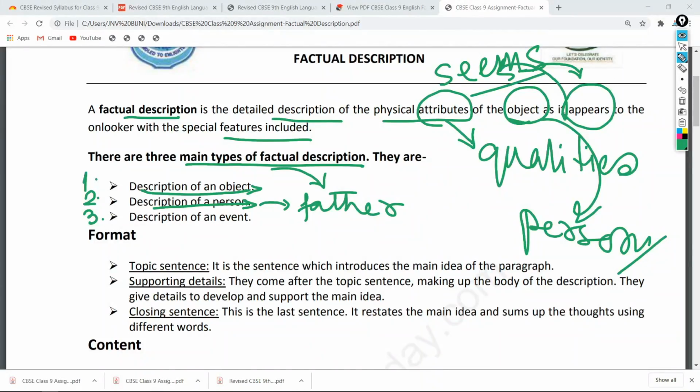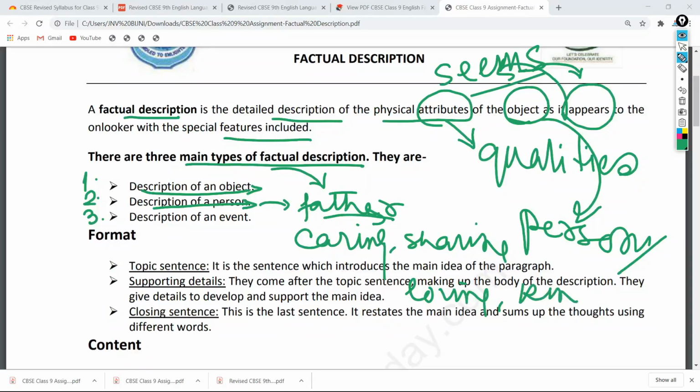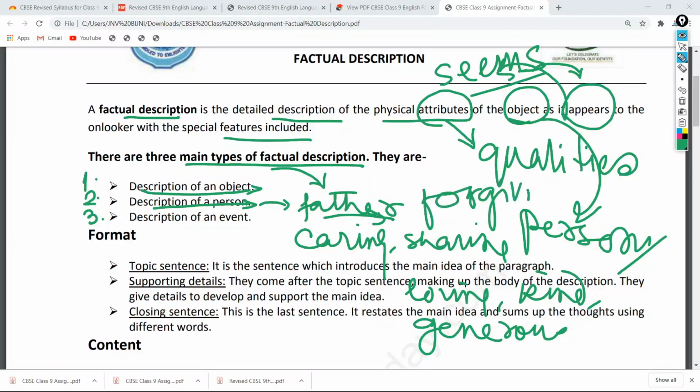Therefore, first you are writing your father is the best father. So now you are telling some attributes of the father. So you just go on adding some adjectives. He is very caring, he is very sharing, he is very loving, he is very kind, he is very generous, he is very forgiving, and he is very sacrificing.